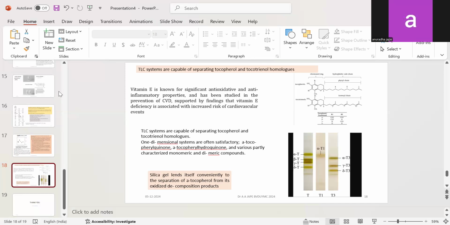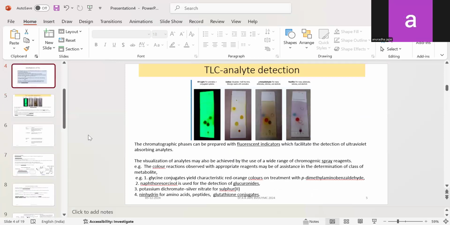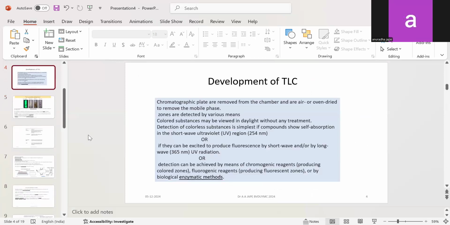So it is a kind of overview we have tried to have about the visualization of TLC plates once they are developed. So, thank you.